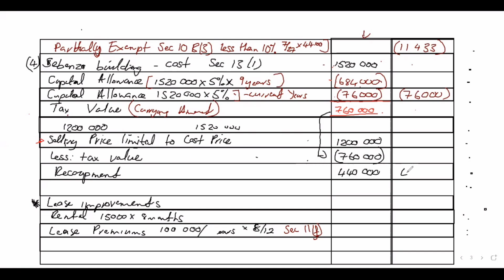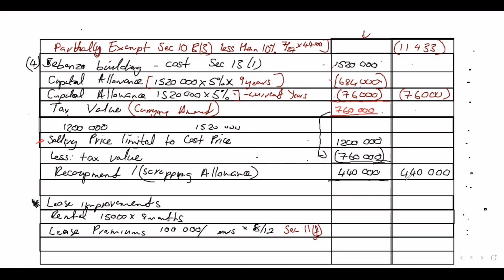So recoupment is like income. You add it back. Recoupment, you add back. If it was a scrapping allowance, you subtract. Scrapping allowance is in brackets. What would have happened? The selling price limited to cost price would be less than the tax value. So in other words, the tax value will be more than the figure. So you'll get your scrapping allowance.